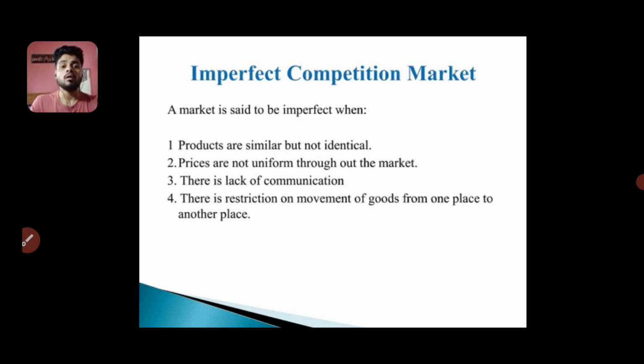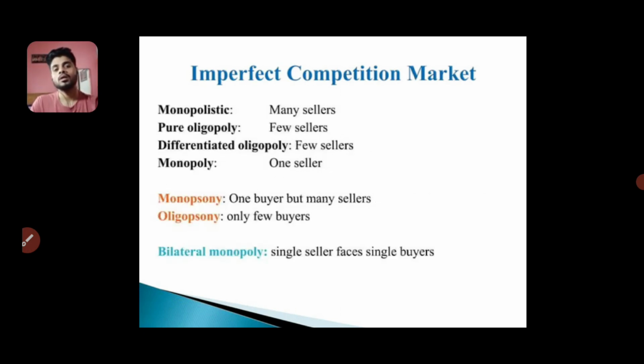Okay, another thing is prices, as compared to perfect competition, they are not uniform. Okay, now there is a lack of communication also here, and on the contrary, there is a restriction on movement of goods from one place to another. So this is what constitutes the characteristics of imperfect competition. Okay, now the types of imperfect competition market. First of all, it's a monopolistic market.